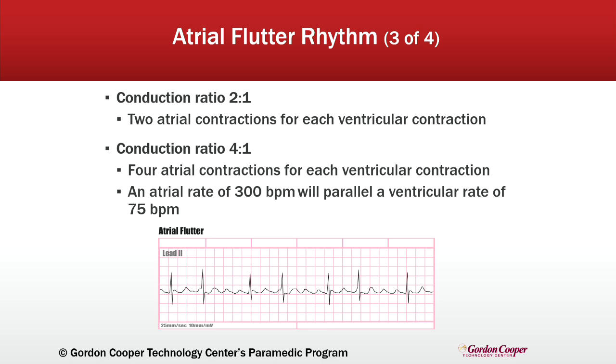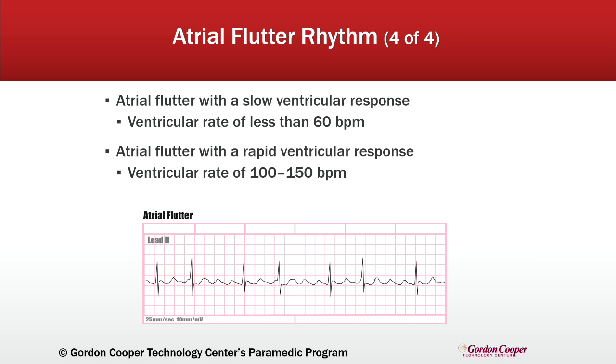So a 4-to-1 conduction ratio means that for every 4 atrial contractions, you'll only get 1 ventricular contraction. So in this case, the ventricular rate would be much slower than the atrial rate. For instance, if the atrial rate is 300, which is typical for atrial flutter, the ventricular rate would only be around 75 if you have a 4-to-1 conduction ratio. And that occurs because only 1 out of every 4 atrial impulses is conducted to the ventricles.